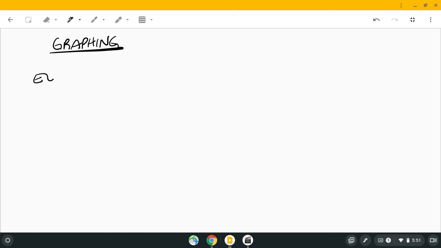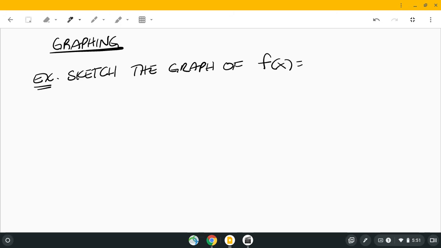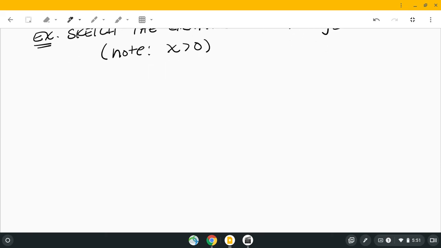Okay, so let's go ahead and sketch the graph of log base 2 of x. Note here x is greater than 0. We had said that in the definition of the log function. So let's go ahead and make a table of values. All right, so x has to be greater than 0.